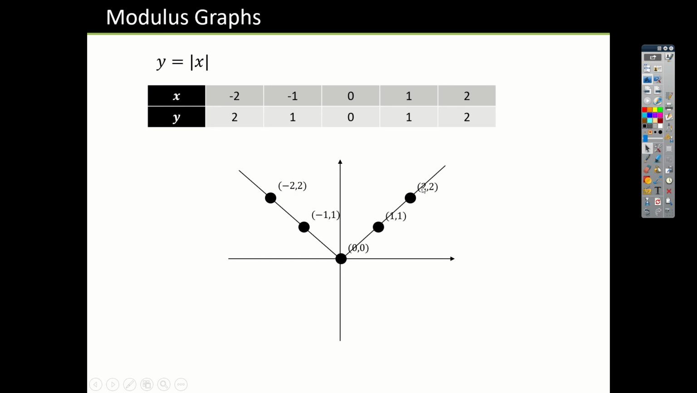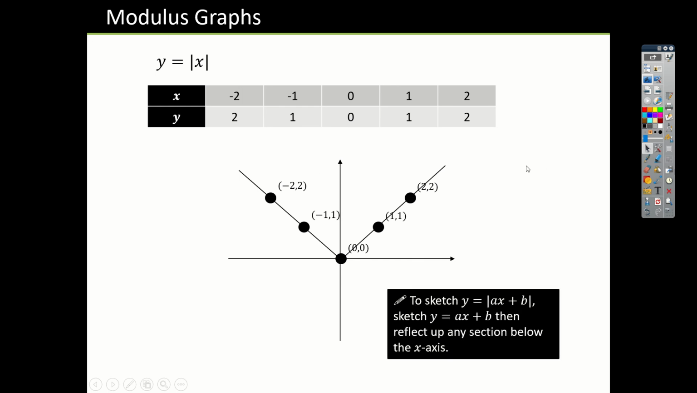It's a V shape. What you're typically going to get is graphs that aren't allowed to go below the x-axis. Things get reflected from below the x-axis, where outputs are negative, to above the x-axis, where outputs are positive. That's the basic graph. And as a generalization, if you've got any linear graph and then you mod it, the best thing to do is sketch the graph on its own without the mod bars on it, and then anything below the x-axis, just reflect it up. We're going to see an example on the next slide.